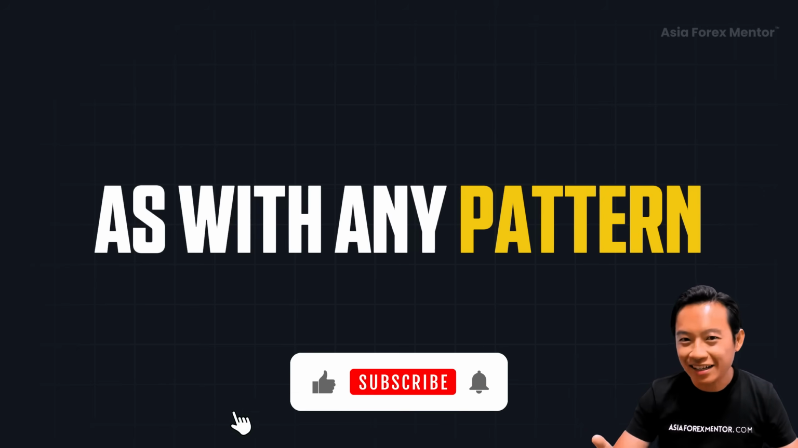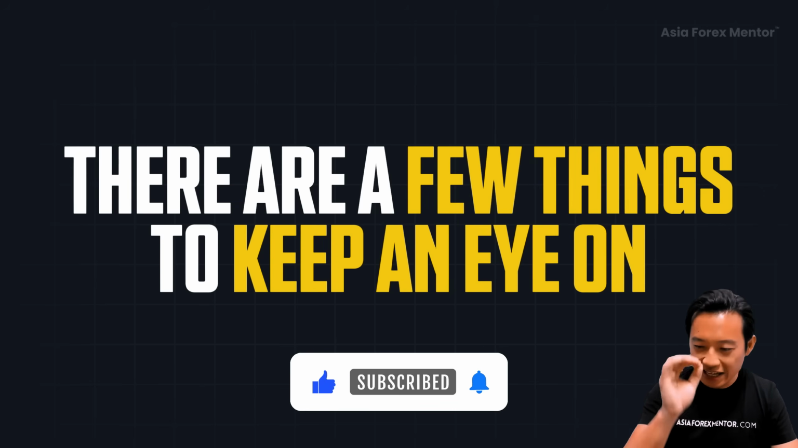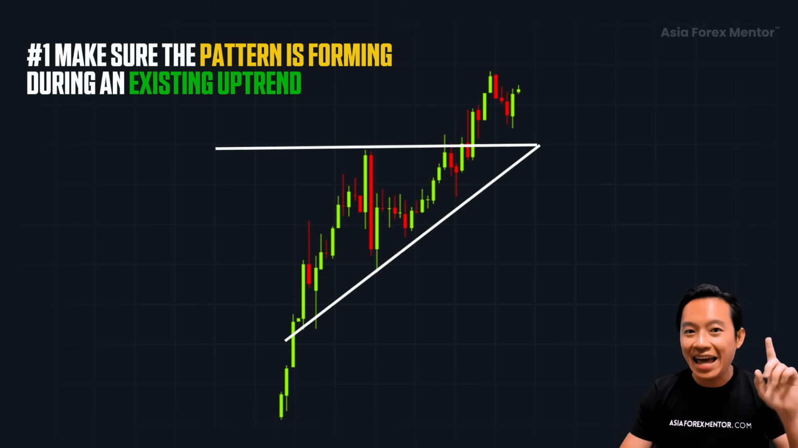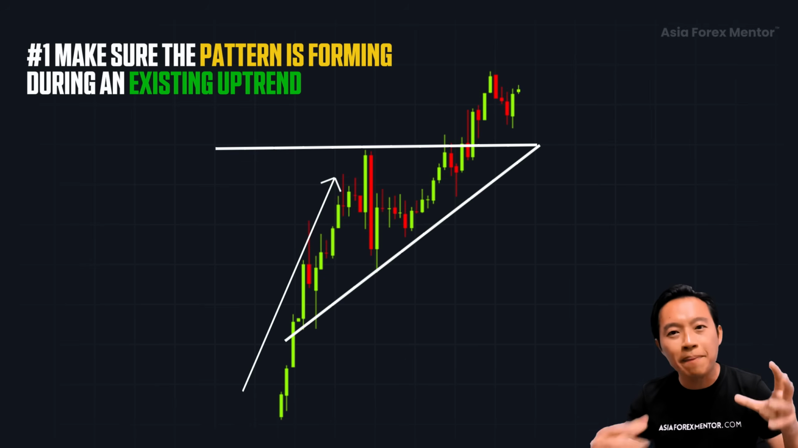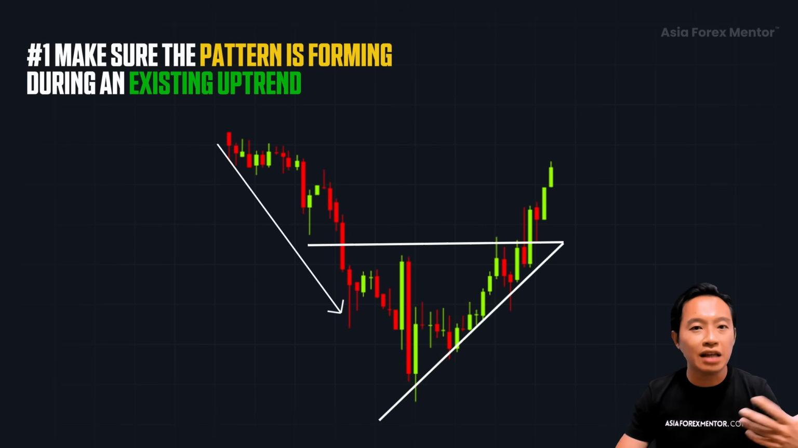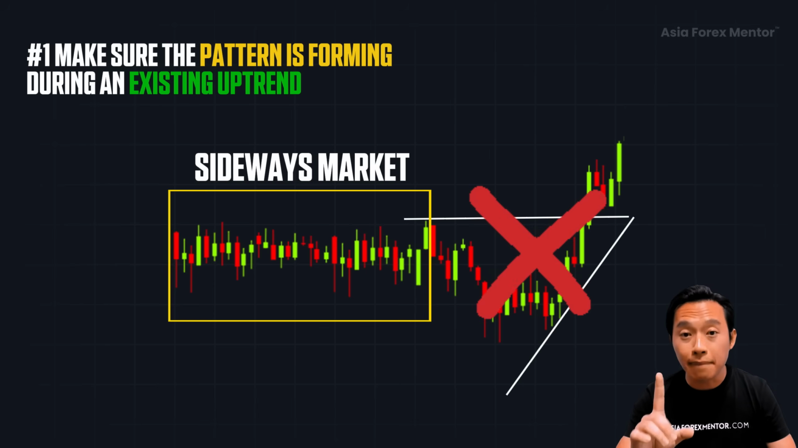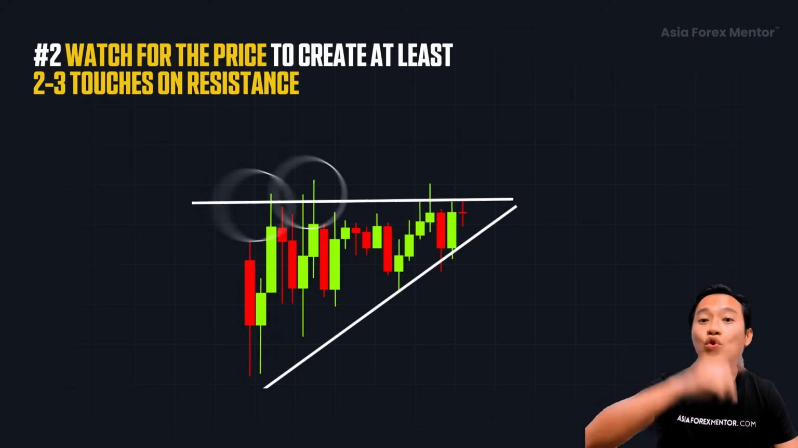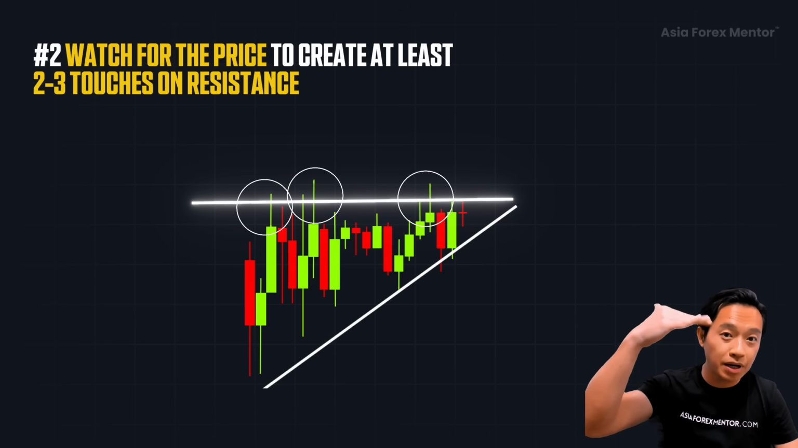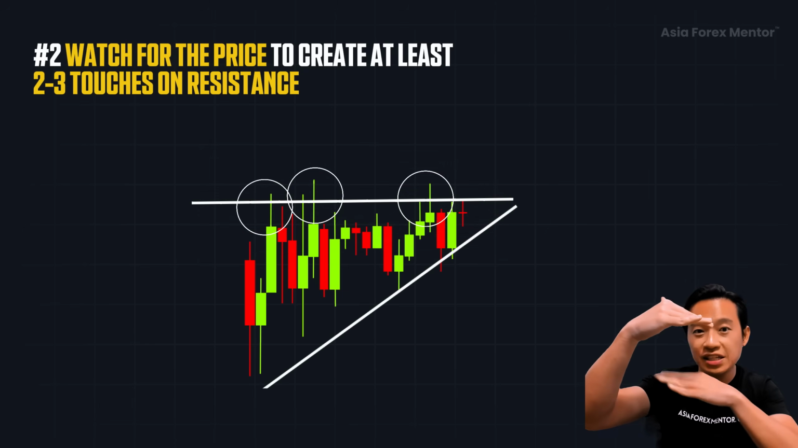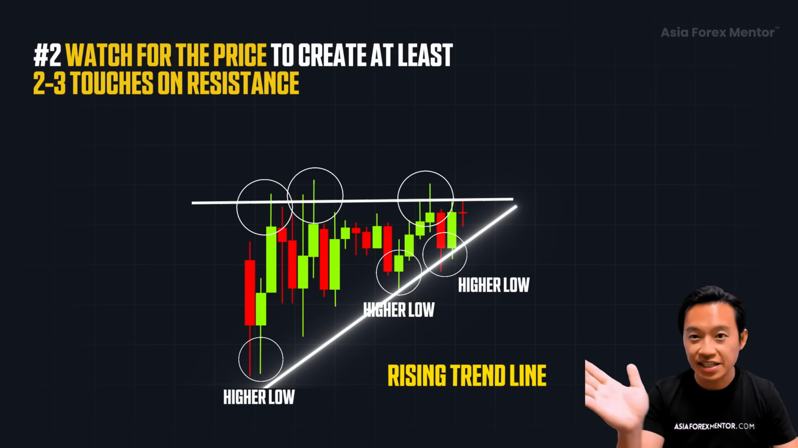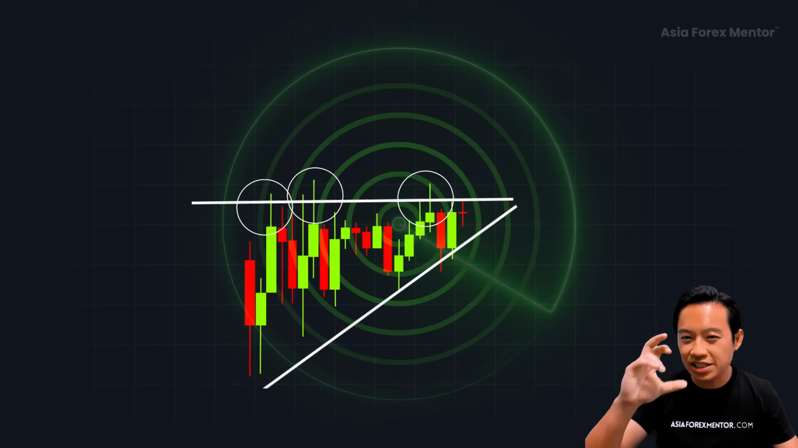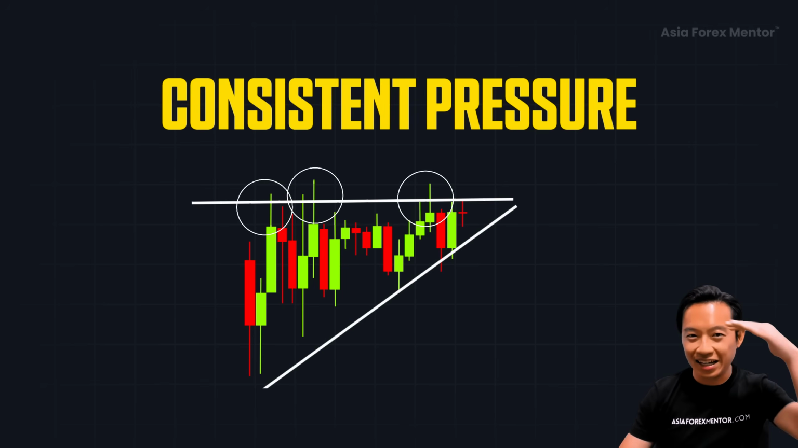As with any pattern, there are a few things that you want to keep an eye on to confirm its validity, right? So first off, you got to make sure that the pattern is forming what? During an existing uptrend. If you see the pattern appearing after a significant downtrend or in a sideways market, it might not hold the same weight. Second, watch for price to create at least 2 or 3 touches on the upper resistance line, right? With a series of what? Higher lows along a rising trend line, right? This is the sign that the pattern is solidifying. You want to see that consistent pressure building up against that resistance.